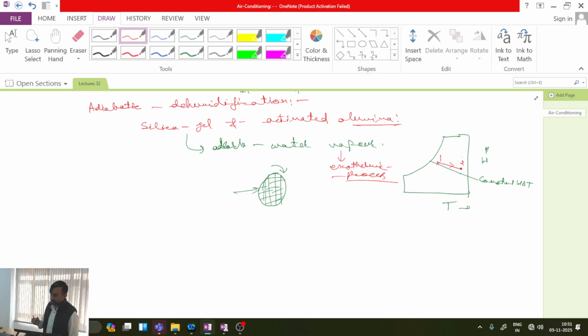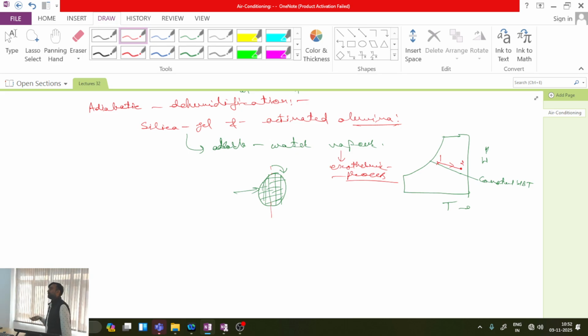However, you have to remember one point: if you have to practically implement this, then whatever rotating wheel I have taken, if I simply keep on passing the air, then after some time all its porous sides will be filled with water vapor and it will not be able to further capture the moisture.